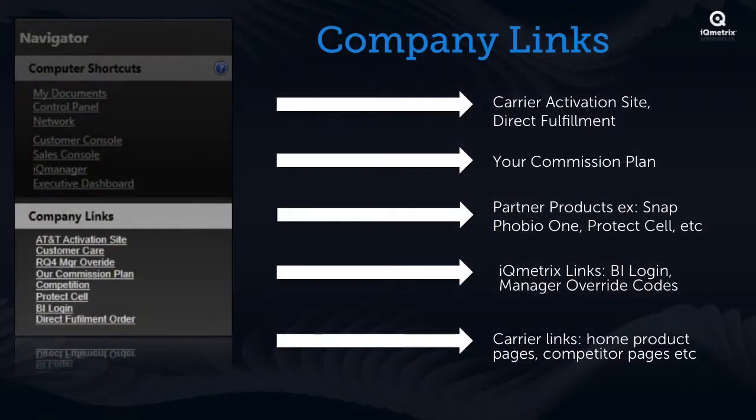So, number 19, Navigator widget. I love this widget for a couple reasons. The company link section, very few people attending the summit actually use company links. So company links, you just set up a link and you put it on this widget, and then you put this widget on everyone's home screen, and you can do things like put your carrier's activation site right on there. You could put a direct fulfillment site or any other site that the carrier has right on their home screen.